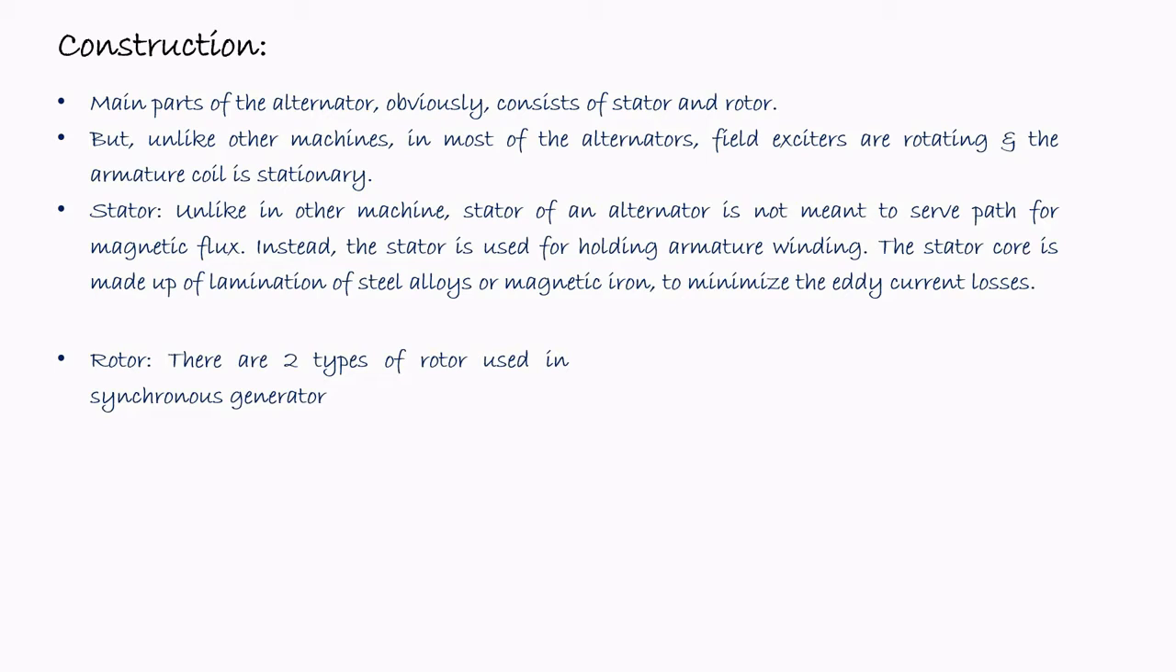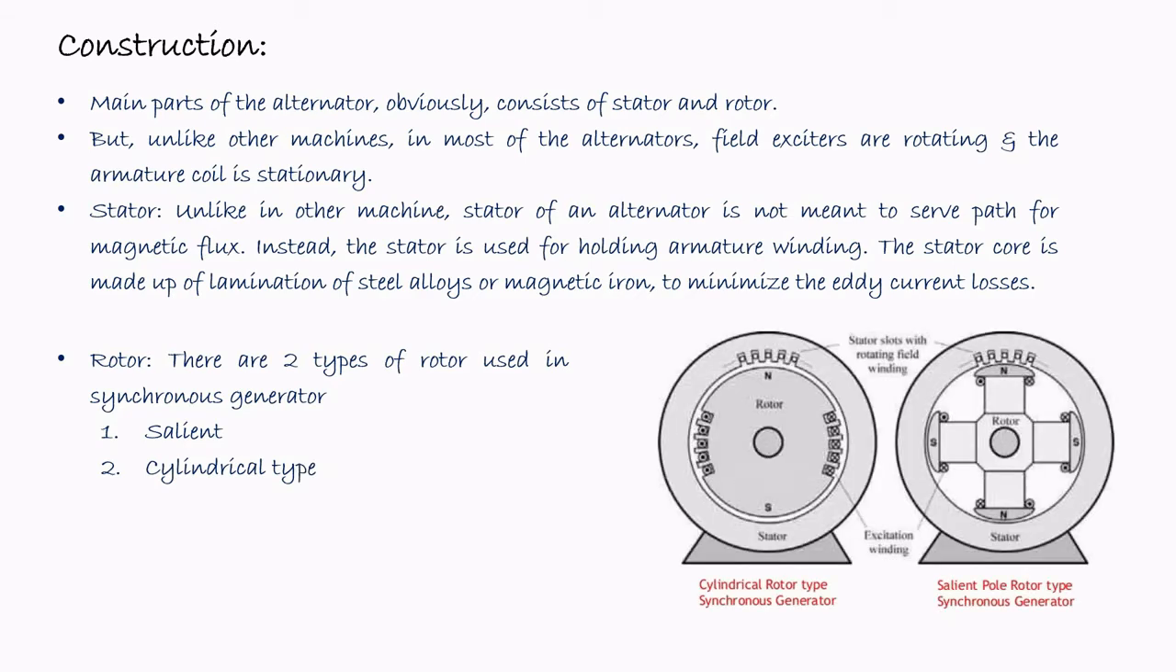There are two types of rotors used in a synchronous generator. The first one is called the salient pole machine or salient pole rotor. The second one is called the cylindrical type rotor or the cylindrical machine. Here the figures of the cylindrical type rotor and the salient type rotor are shown.